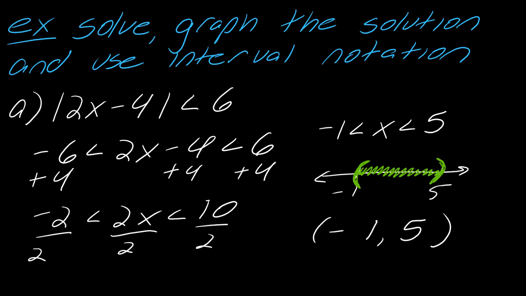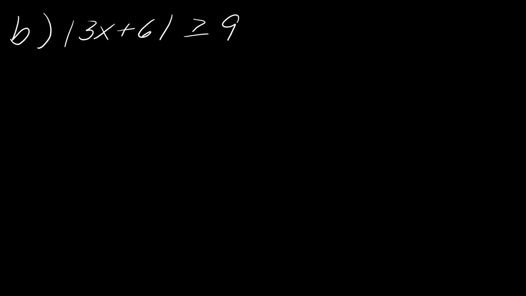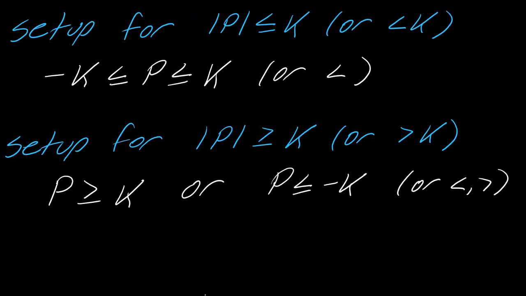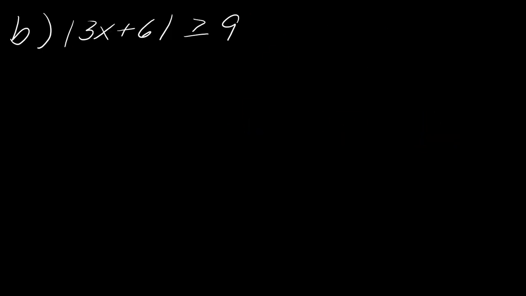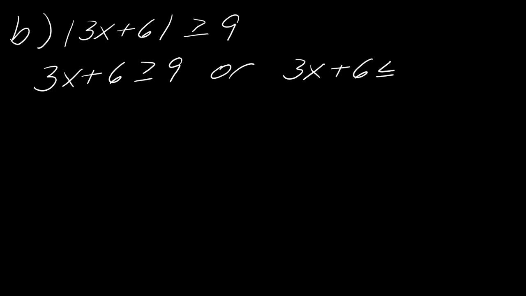Okay, so now let's compare that to another example. So in this case, my absolute value is on the left, and this is now a greater than case. So when I go back to this reference sheet, greater than means this type of setup. Sorry, greater than or equal to. Okay, so for this setup then, it's going to look like this. 3x plus 6 is greater than or equal to 9, or 3x plus 6 is less than or equal to -9. So notice that I both flipped the inequality and made this negative.